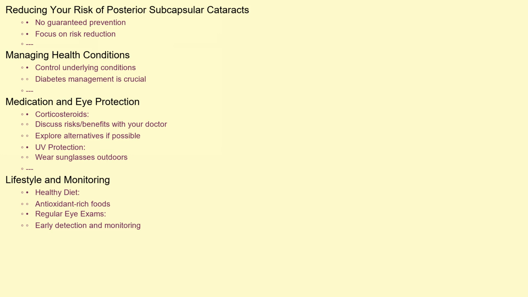While there's no guaranteed way to prevent posterior subcapsular cataracts, there are steps you can take to reduce your risk. Managing underlying health conditions, such as diabetes, is crucial. If you're taking corticosteroids, discuss the potential risks and benefits with your doctor and explore alternative medications if possible. Protecting your eyes from UV radiation by wearing sunglasses when outdoors is also recommended. A healthy diet rich in antioxidants may also play a role in maintaining eye health. Regular eye exams are essential for early detection and monitoring of any potential problems.